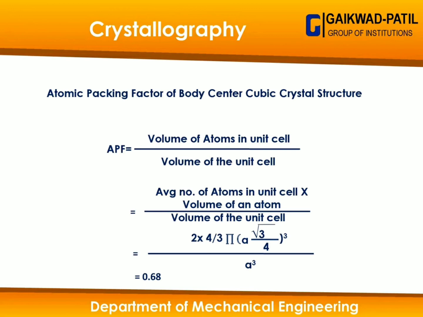When we multiply that fraction by 100, we will see that 68% is the area occupied by the atoms in the body centered cubic crystal structure. When we subtract 68% from 100%, 32% is the space that remains vacant inside the cubical crystal structure, right? So let's see the next type of crystal structure, the face centered cubic crystal structure, atomic packing factor.